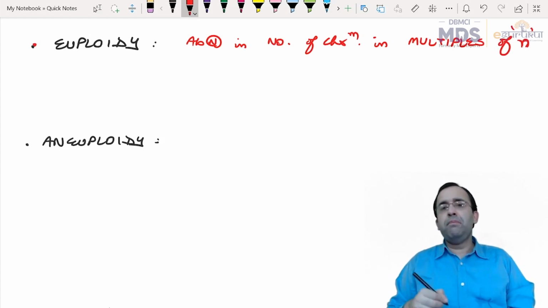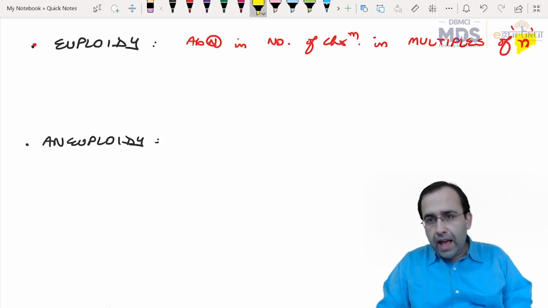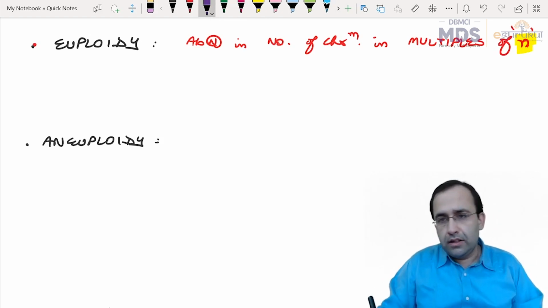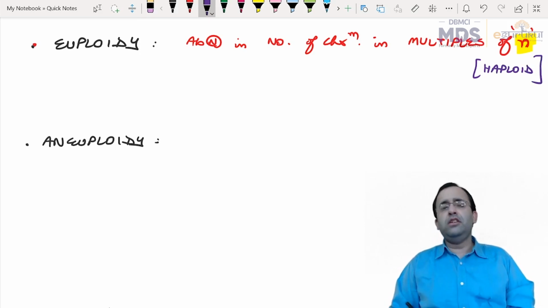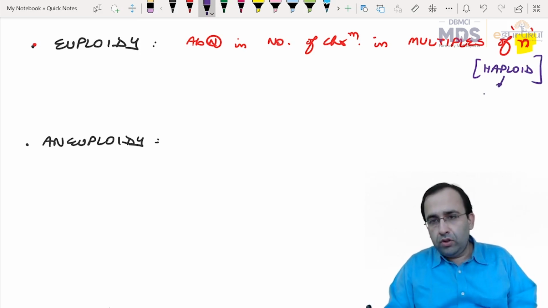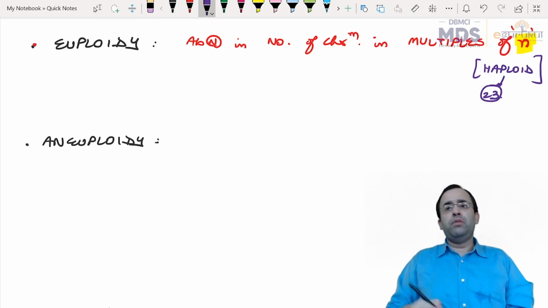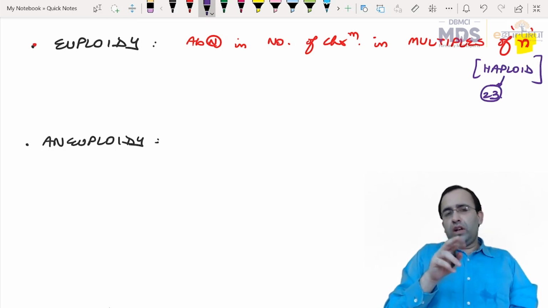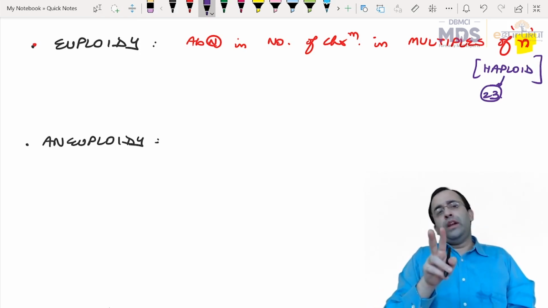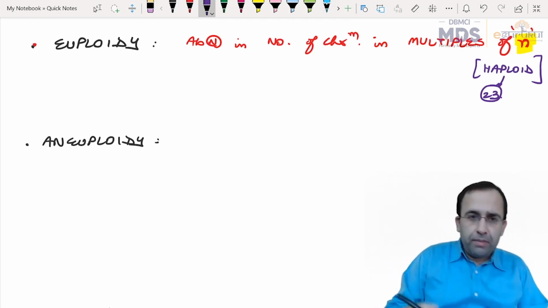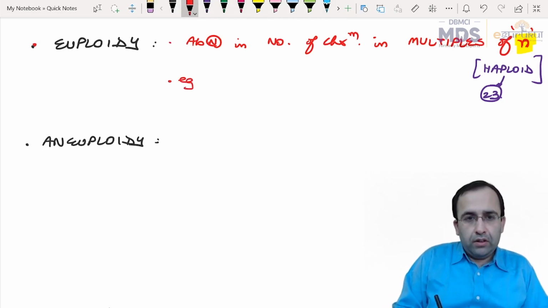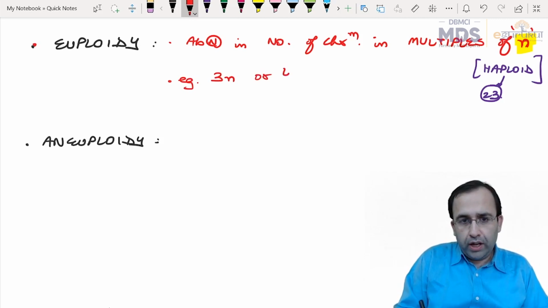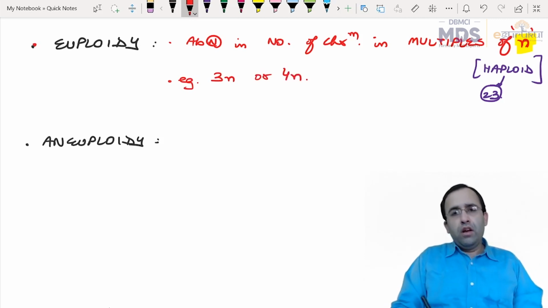What do we mean by multiples of n? N is the haploid number of chromosomes, that is 23. What is normal? Normal is 2N, that is we have 46 chromosomes. Abnormality in number, euploidy, is in multiples of N, that is 3N or 4N.